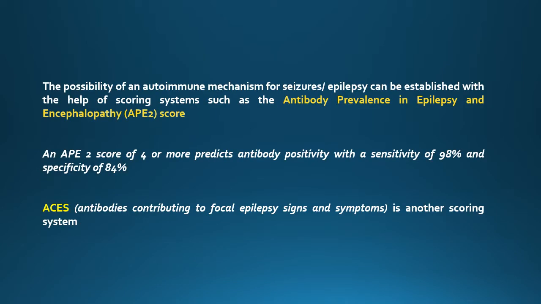The possibility of an autoimmune mechanism for seizures and epilepsy can be established with the help of scoring systems such as the Antibody Prevalence in Epilepsy and Encephalopathy, or APE2 score. An APE2 score of 4 or more predicts antibody positivity with a sensitivity of 98% and specificity of 84%. The ACES system is another scoring system.